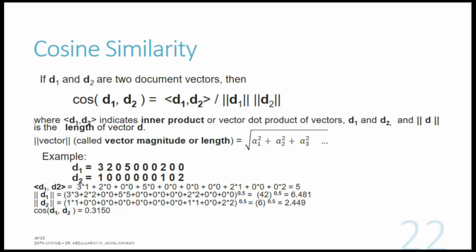Then I redo the same thing for D2. Finally, I apply this equation. I have got everything, so I just substitute inside the equation. Then I get the cosine similarity for these two objects, D1 and D2, which is 0.315. That means they have a similarity of 31%. They are 31% similar. Okay? So this is about cosine similarity.